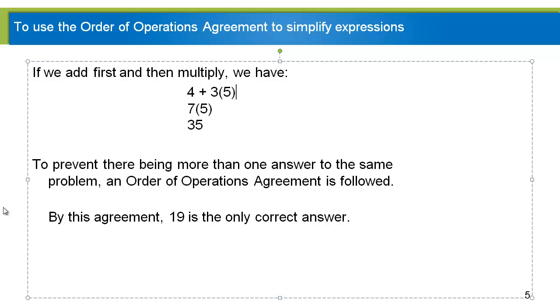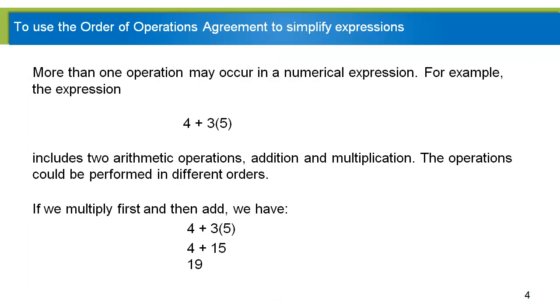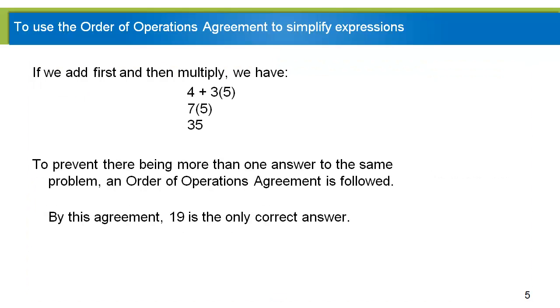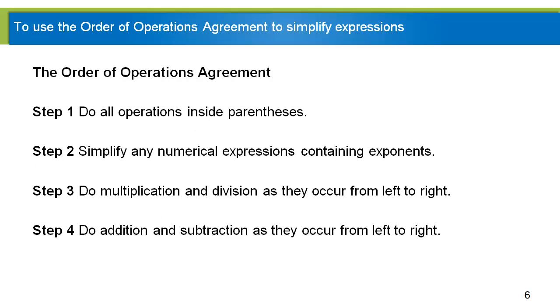Well, no, that's not right. The rule is you're supposed to do the multiplication first, 3 times 5, and get 15, and then 15 plus 4 is 19. So you can see there's a huge difference between 19, the correct answer, and 35, the incorrect answer, and thus that is why we have these rules. Okay, so what are the basic rules?